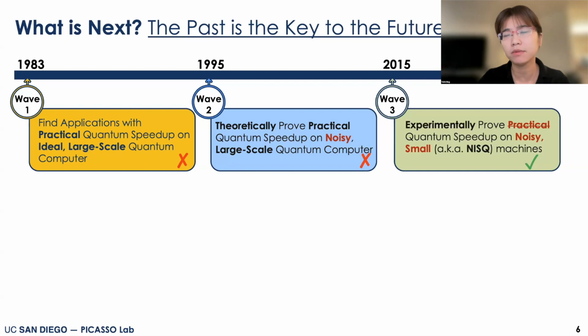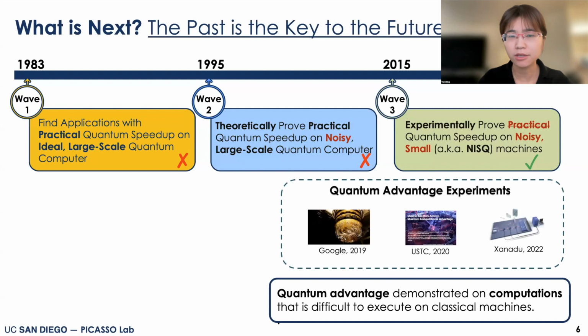and the third wave tries to experimentally prove we can use quantum computers for something that is better than the classical machine. And here we want to directly use what we have now, the machines we have now, so they are both noisy and also small. But the good news is, yes, we can show it.